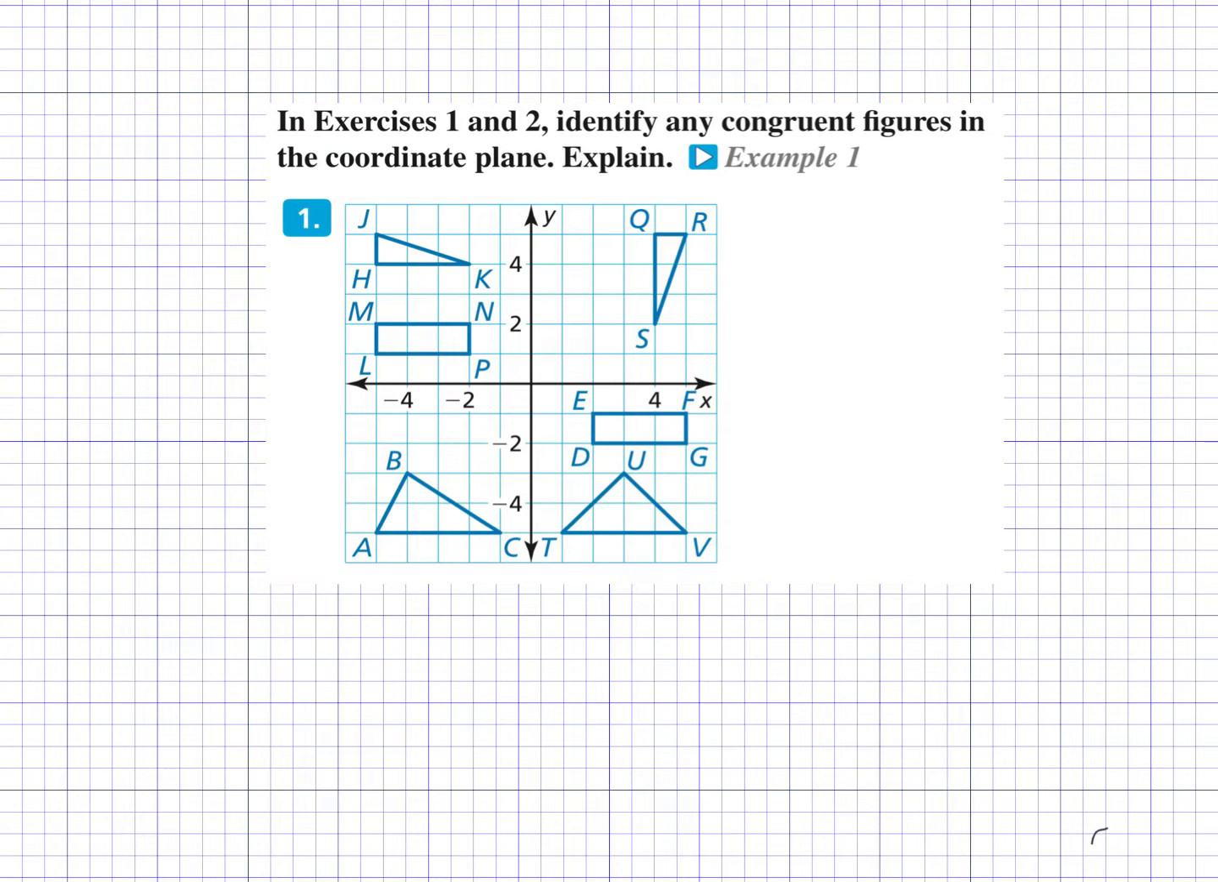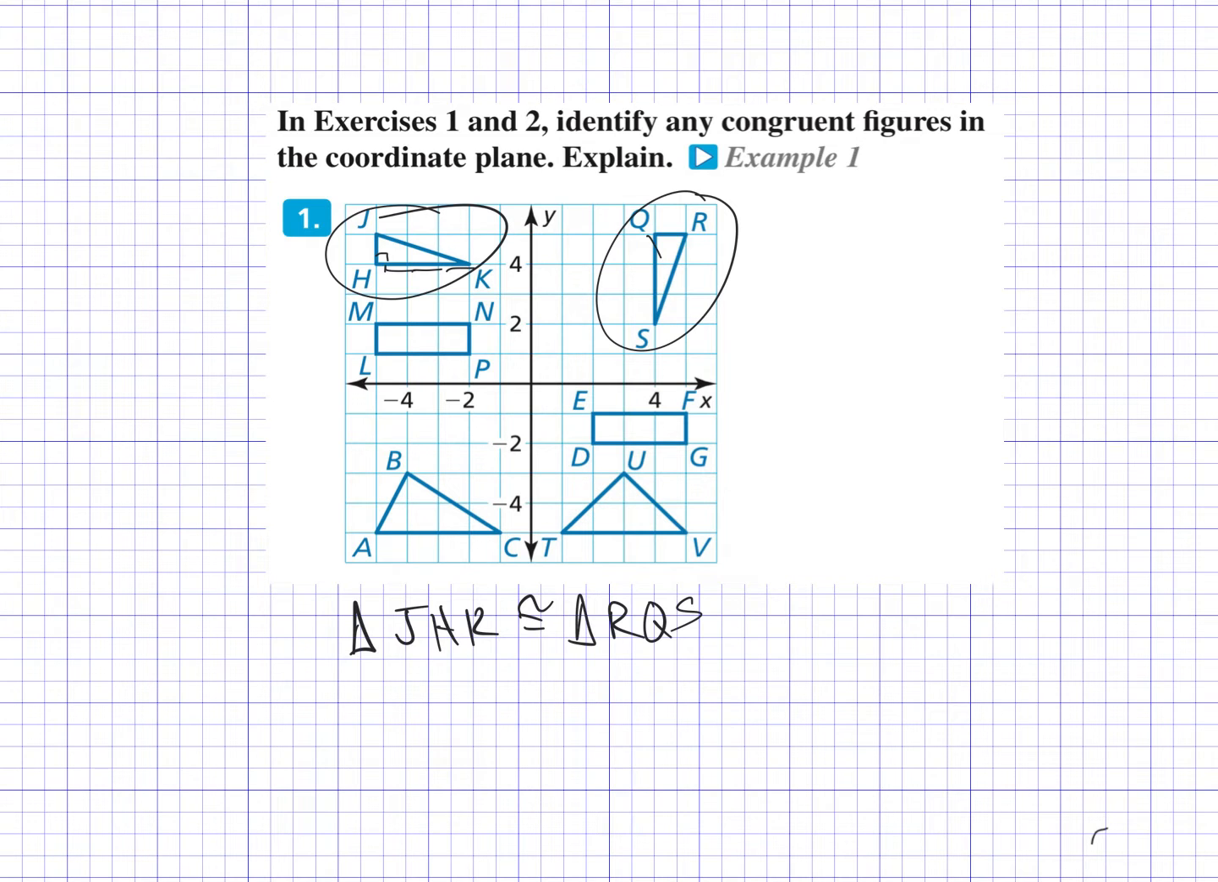So what we're going to do is label triangle JHK, and you got to make sure you have the right order here. So J goes to H, which is the 90-degree angle, and then to K. So if we look at R and Q and S, you better start with R, then to Q, and then to S. Okay, so those two are congruent. 1, 2, 3, 1, 2, 3 for those lengths, and the height is 1 for both of those. So you have to check all that stuff.